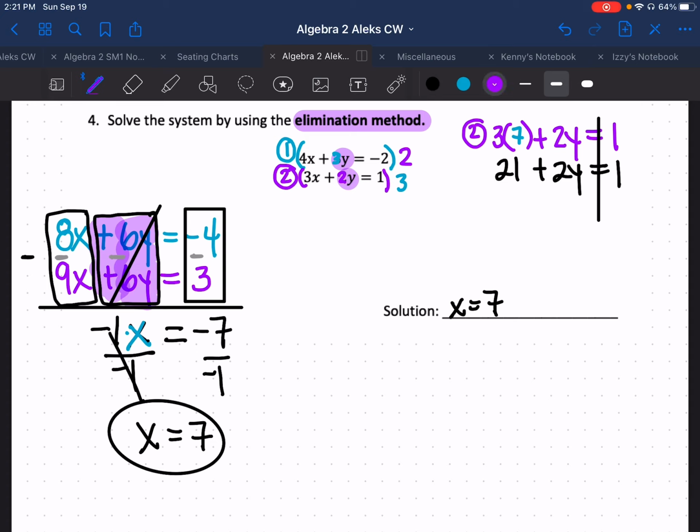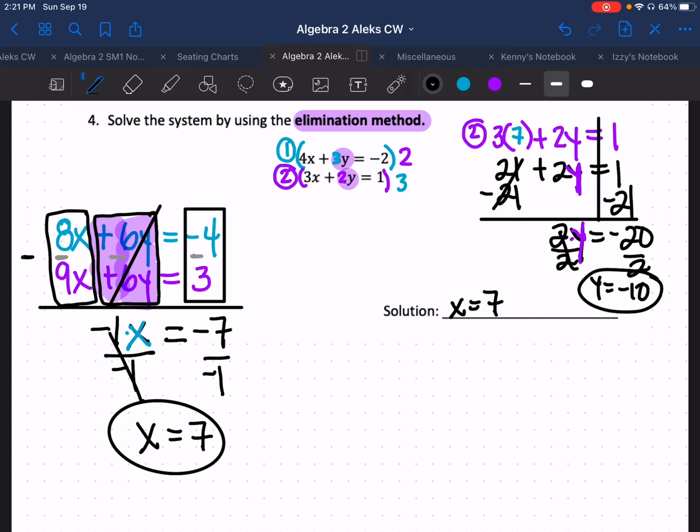I'm solving for y. Let me remind myself that. I'm going to get rid of the 21 by subtracting it. 1 minus 21 is negative 20. I checked it in my calculator. And I simply have to divide to get rid of the 2, negative 10. So once again, y equals negative 10, or you can write it as the ordered pair 7 comma negative 10. I'll accept either answer.